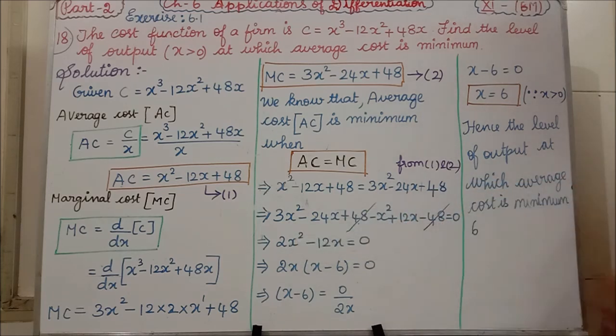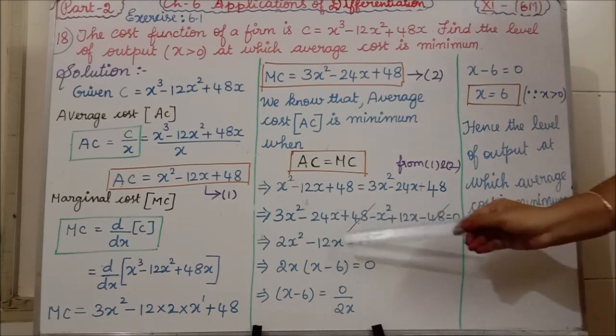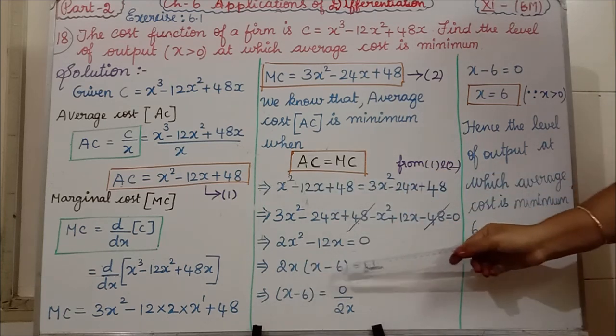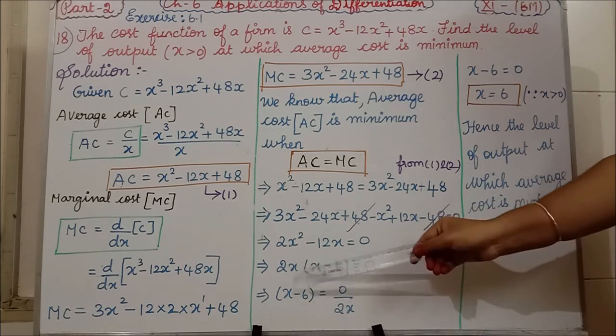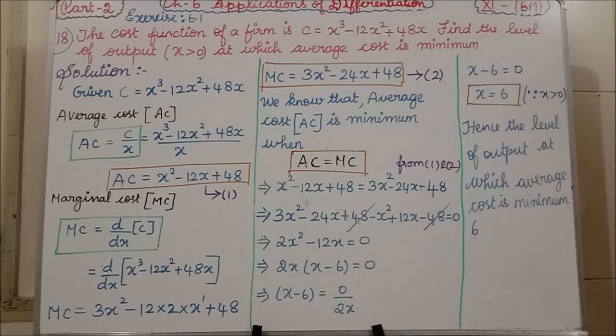Now if you see these two terms, the common factor we are having is 2x. So take 2x out commonly. So x minus 6 inside the bracket we will get. Okay, the next step: x minus 6 is equal to, since this is in multiplication it will become divide, so 0 divided by 2x. If you divide 0 by any number, its answer will be what? 0 only. So x minus 6 equals 0. From this we have got x equal to 6. Now see whether this x value is greater than 0. Yes, it is greater than 0. Hence the level of output at which average cost is minimum is 6.